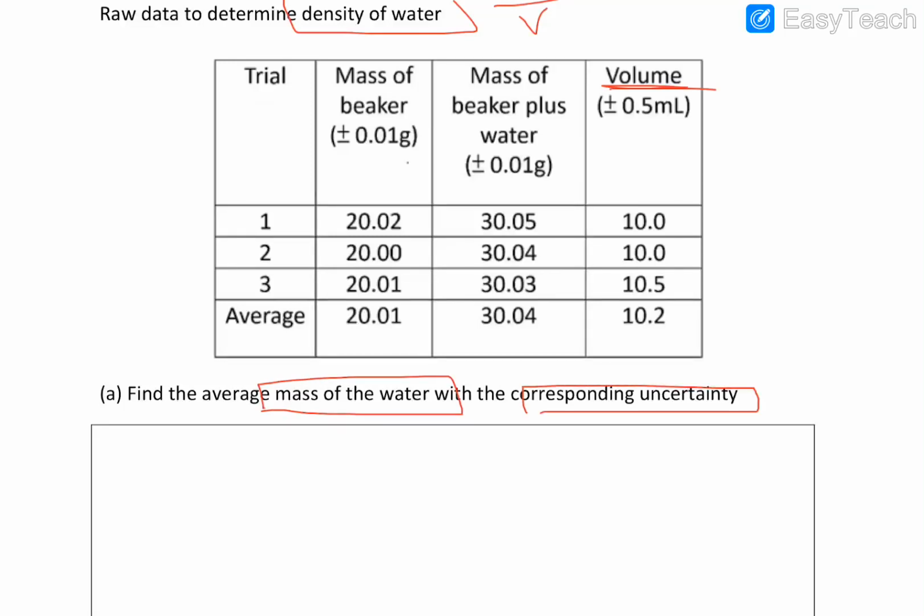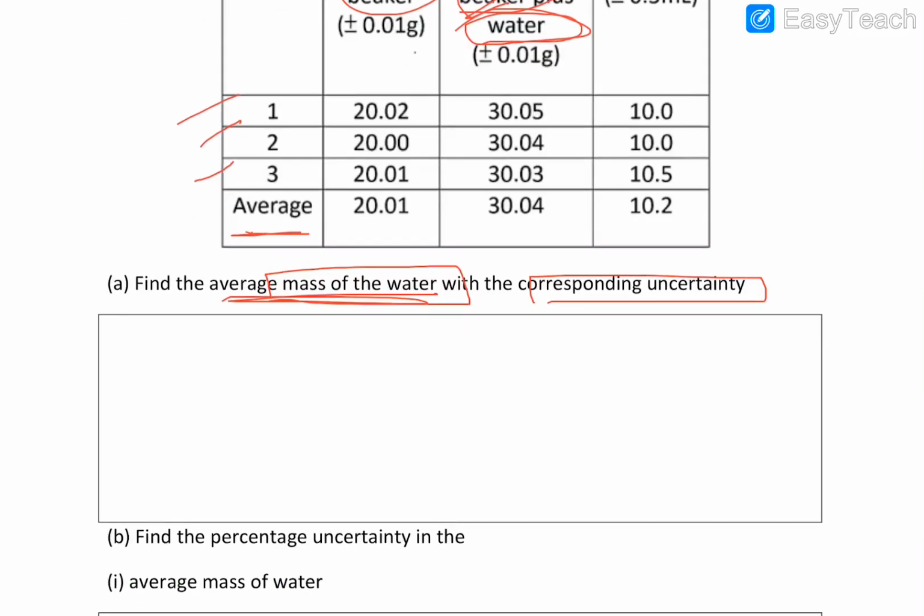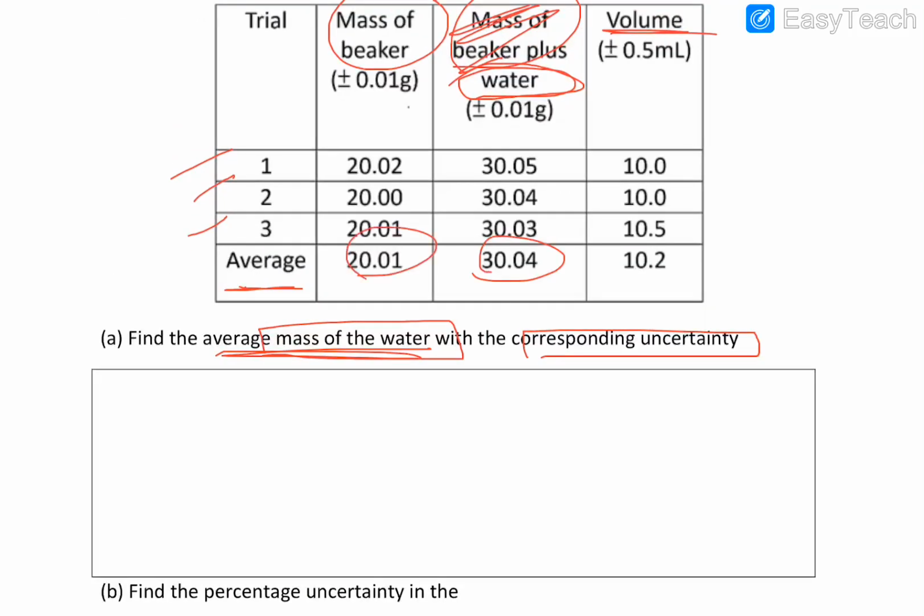Mass of water, we don't have the mass of water, we have mass of beaker and mass of beaker plus water. So if we remove that mass of beaker, we'll have the mass of just the water. Now, if you look at these values, so you have trials 1, 2, and 3, and then from these values, you have the average which has been determined. So to find average mass of water, I'm going to subtract the averages. Okay, so 30 minus 20.1. So that gives me 10.03.